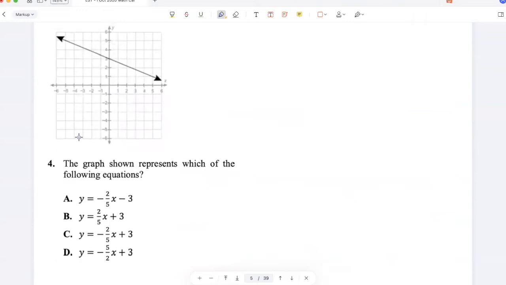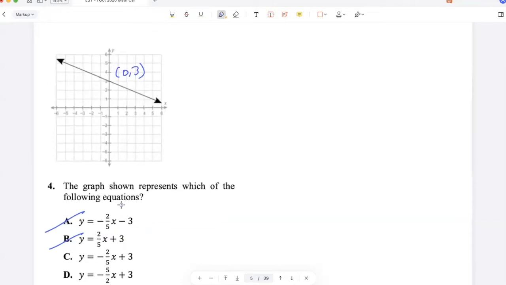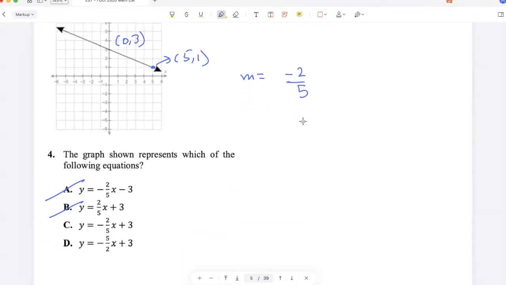The graph shown represents which of the following equations? Okay, so the y coordinate is 3. So option A is out. And it's a falling line, so the slope is negative, so B is out. And if I take 0, 3 as one point and 5, 1 as the other point, then my slope will be 1 minus 3 by 5, so my slope is minus 2 by 5. So the right answer is C.